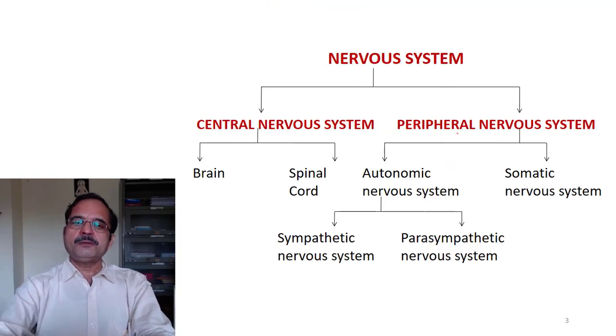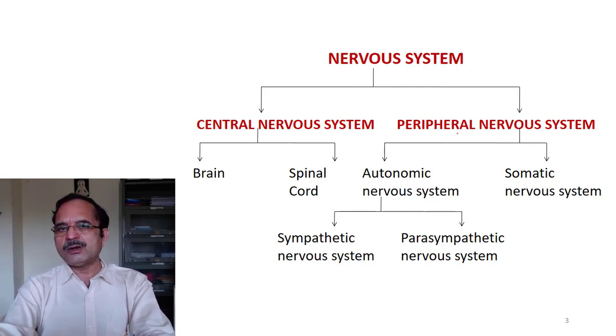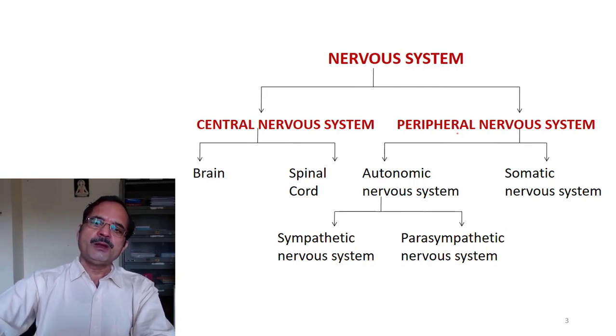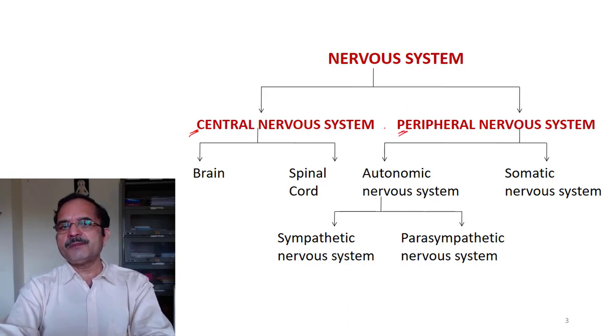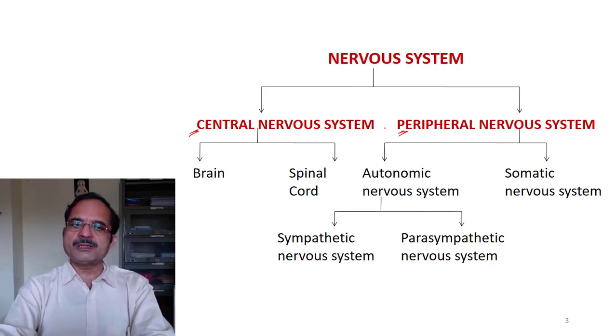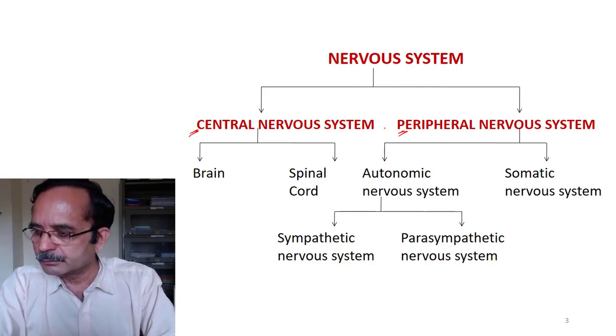Okay. Now this diagram gives the overview of the nervous system. The nervous system is classified mainly into two categories: the central nervous system and the peripheral nervous system. When we say nervous system, you must be aware that it starts from the bottom of our spinal cord and the other end of the nervous system is at our brain.